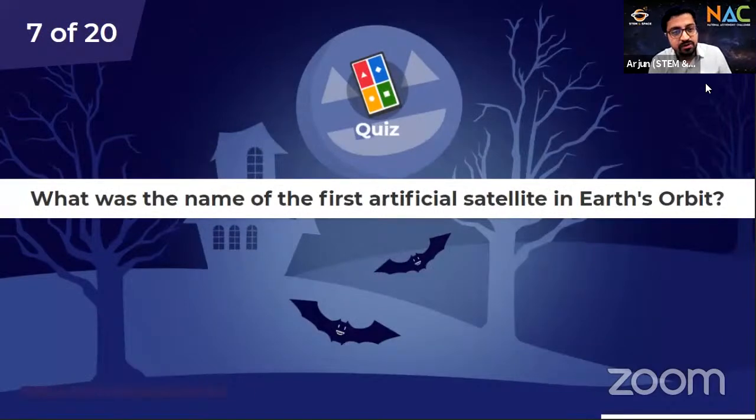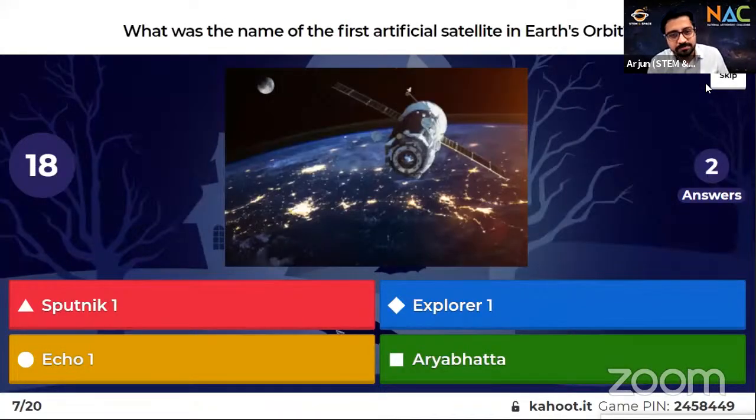Question number seven. What was the name of the first artificial satellite in Earth's orbit? Let's see who all know that. First artificial satellite in Earth's orbit. Was it Sputnik 1? Was it Explorer 1? Was it Echo 1? Or was it Aryabhata? The name of the first artificial satellite in Earth's orbit.